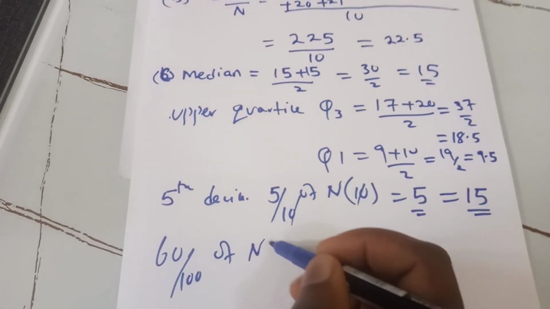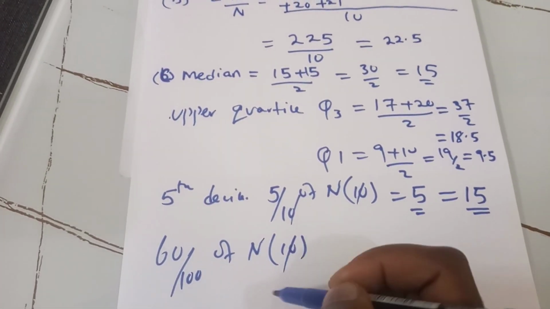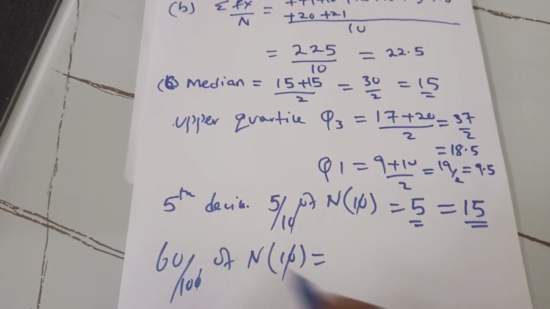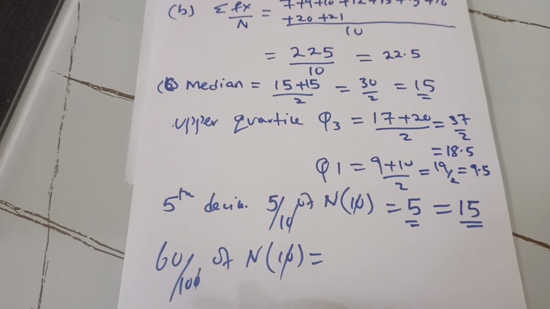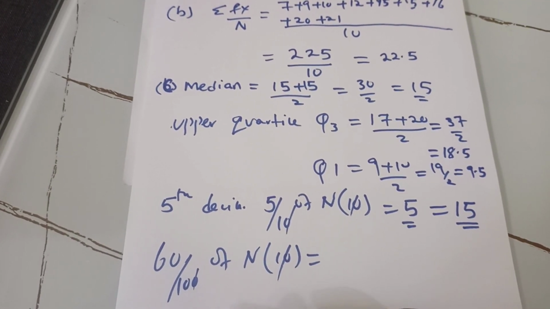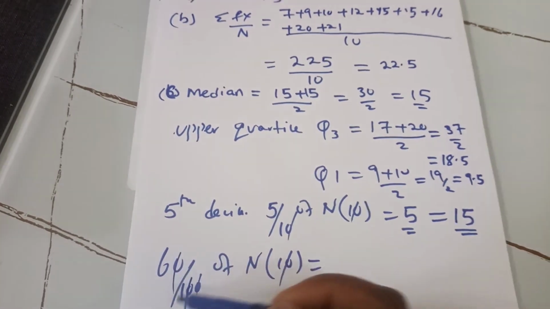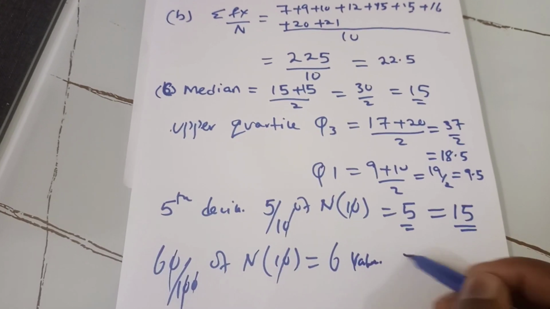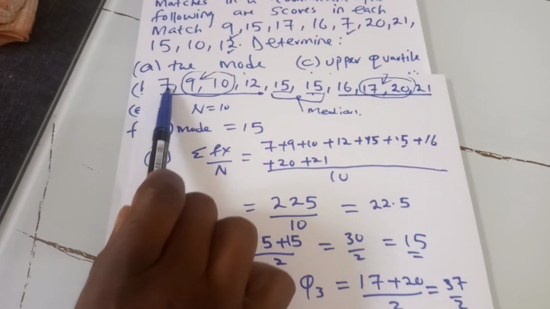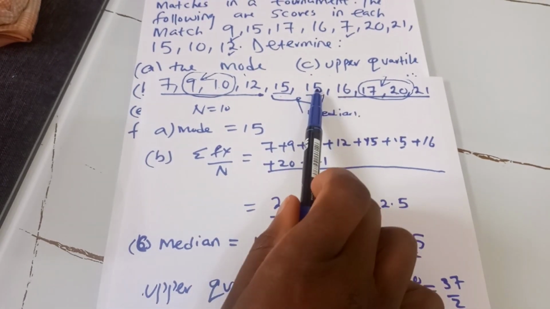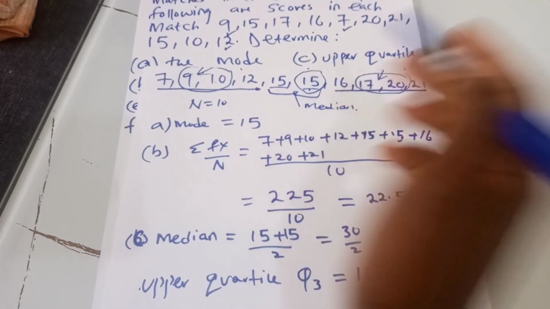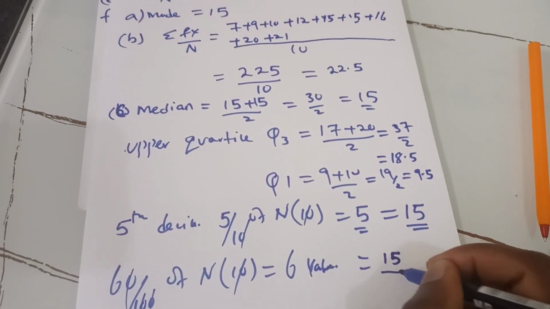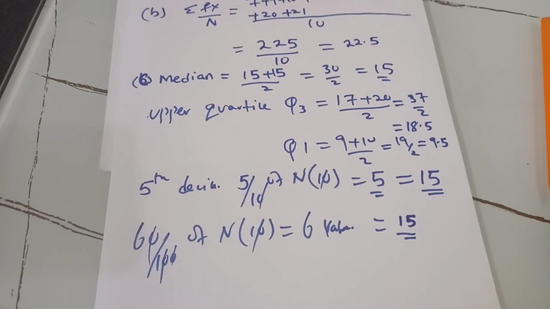Then the 60th percentile, so 60/100 of n, and n is 10. So we get that we require the sixth value in our data. So we'll be counting from 1 to the sixth value, and that will be the one that gives us the 60th percentile. So counting again, it comes to 15. Again, as I've said, it is just a coincidence that the answers are coming to 15, but that's now the value.